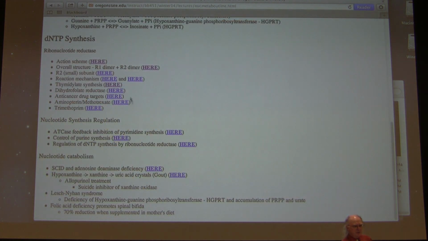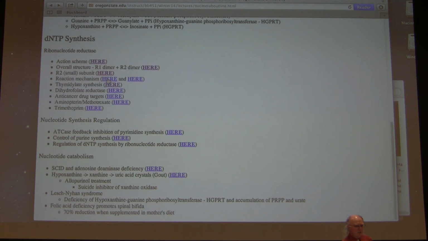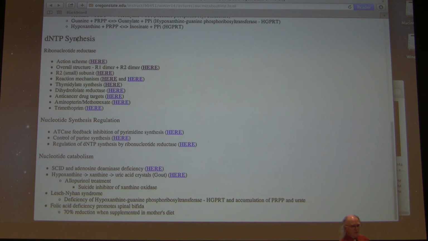Now, I said I was going to talk about the regulation of that. I want to do that very briefly. That's not what I want there. What I want is... that's actually the reaction process. We're not going to go through that.